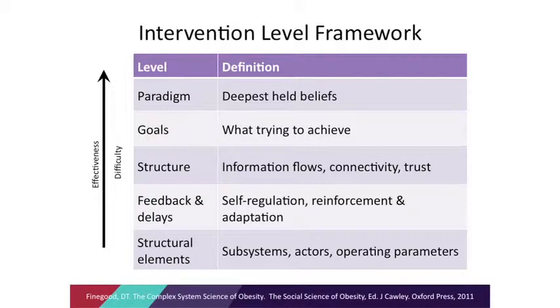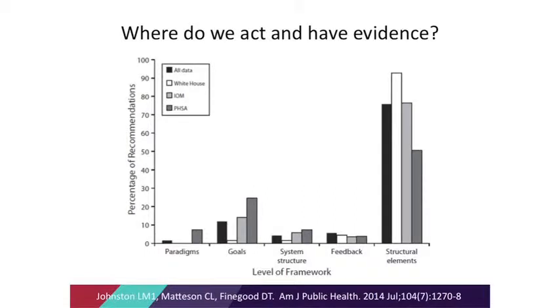We rarely actually think about intervening by creating a feedback loop, and I think it can be a very powerful kind of intervention. Where we intervene the most is in the subsystems, the actors, the operating parameters, those little fiddly bits down at the bottom. And part of the reason we do that is because that's where the evidence lies. If we take different documents that recommend actions to address obesity, and they're built mostly on evidence, this histogram shows how many recommendations in each of these documents were at each of these levels. Most of the recommendations tend to be down at that structural element level because that's where the evidence lies.